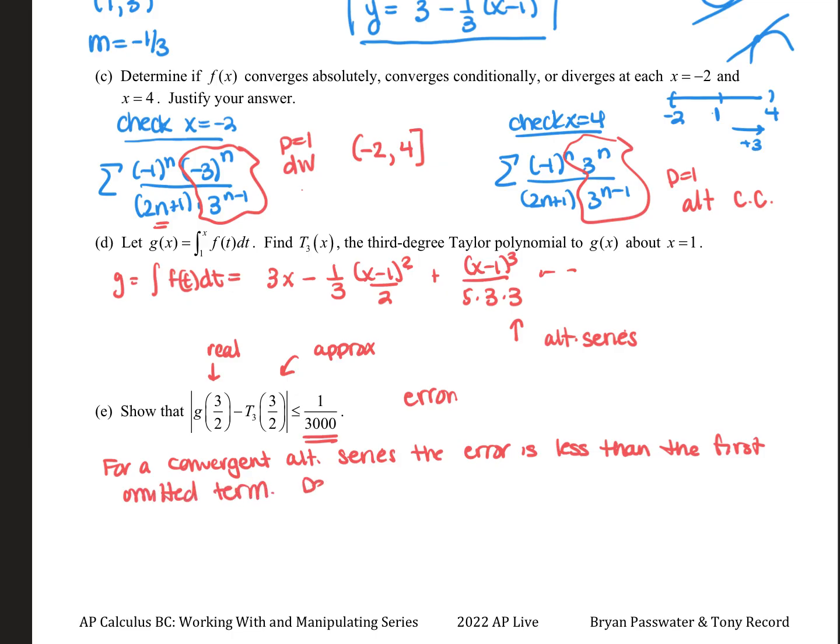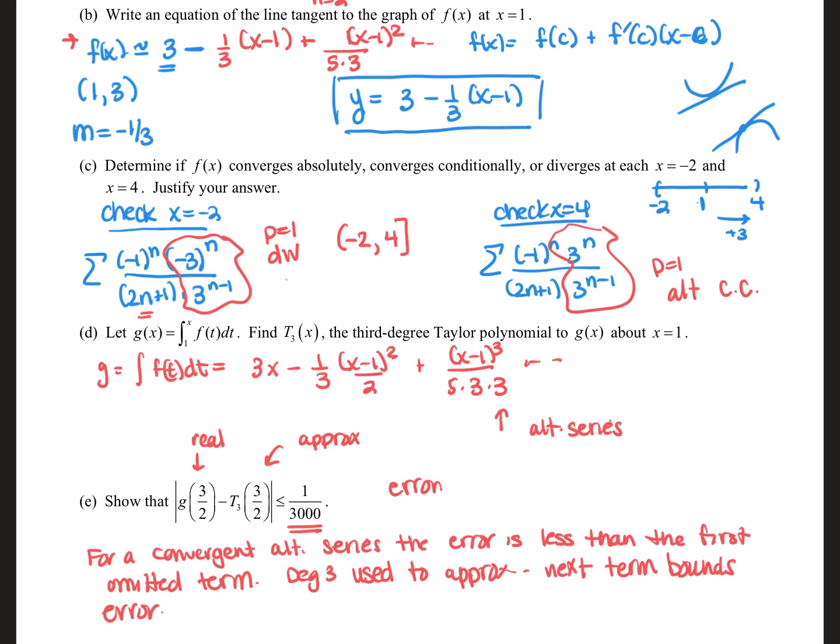There's a degree 3 used to approximate. Next term talks about error. Now we don't have that next term, so we're going to have to go and generate it.